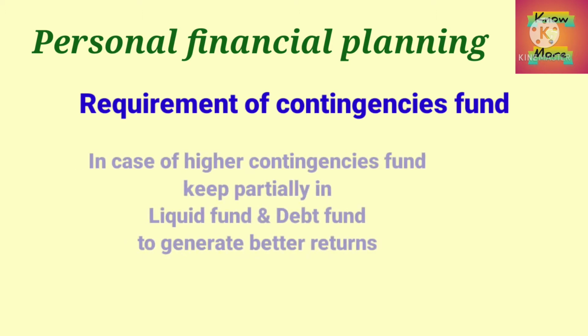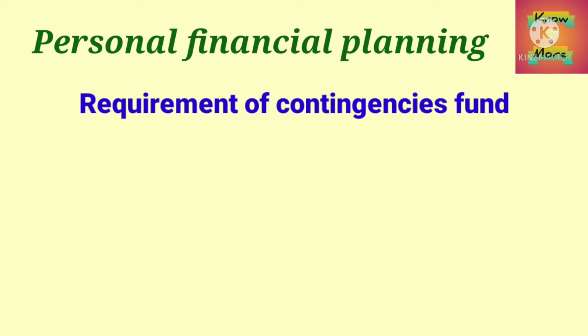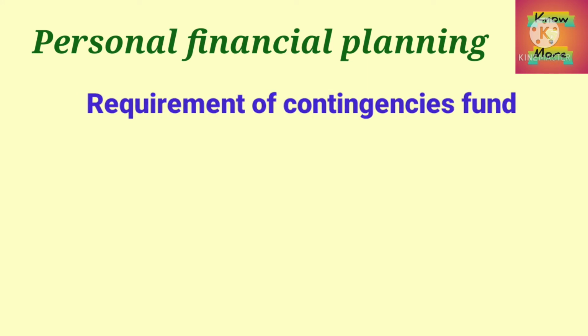So in case the job is uncertain or there are any other concerns related to earnings, it is advisable to keep more amount in the contingencies funds. However, in such cases, the contingencies funds can be split in two parts. One part will be kept in liquid assets and the other will be invested in any other debt fund considering the investment horizon of 6 months to 1 year, so that this amount can fetch you better returns than that of a liquid fund. So that's the way of creating a contingencies fund.